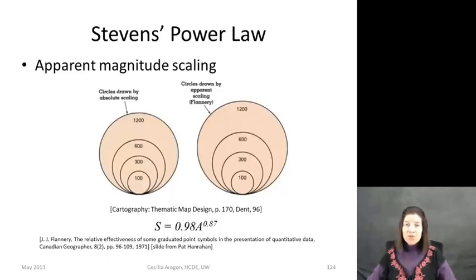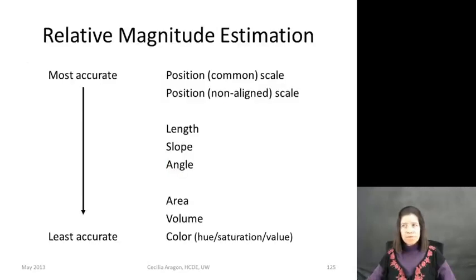It turns out cartographers have already known about this for quite some time. In the 1970s, Jay Flannery, a cartographer, conducted a set of experiments and produced a set of empirical guidelines for how to represent quantitative information using area. So what cartographers do when presenting quantitative data, they'll use apparent magnitude scaling.